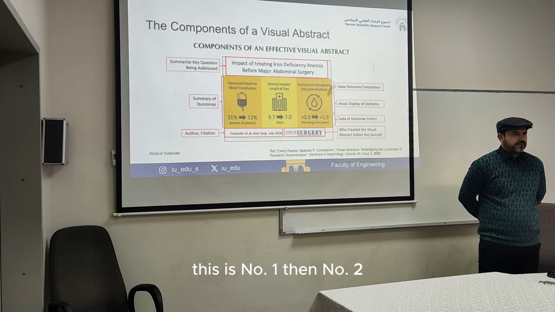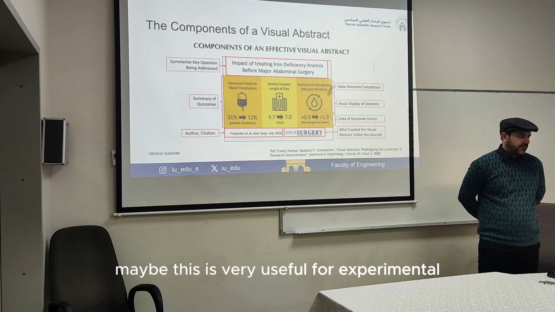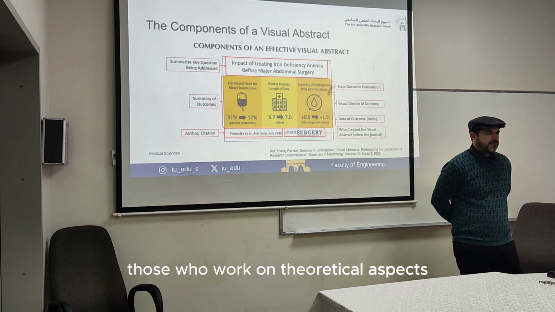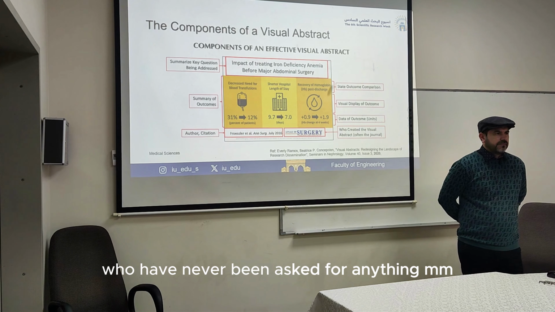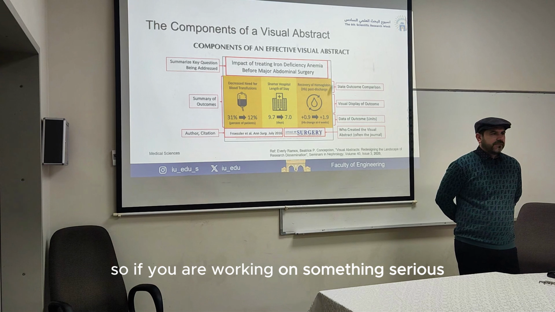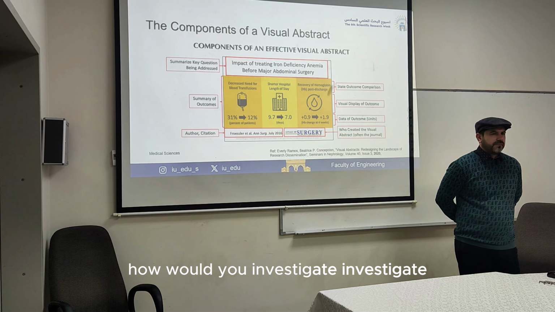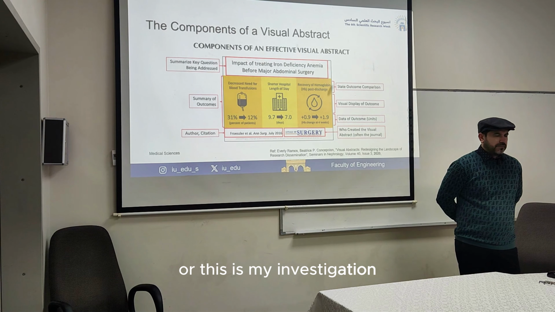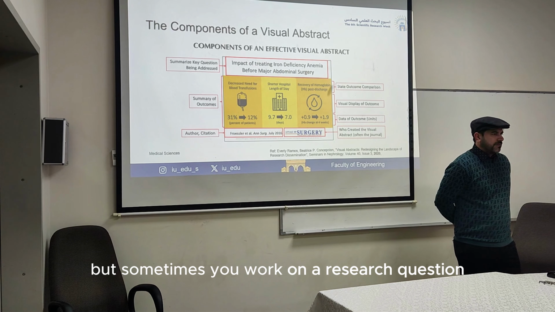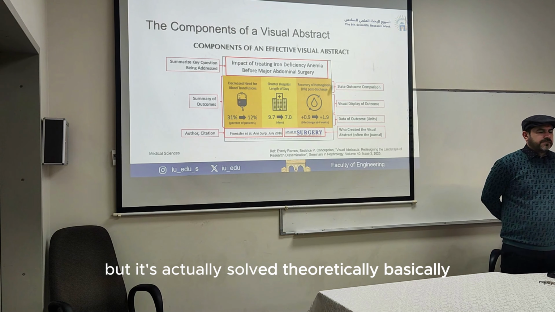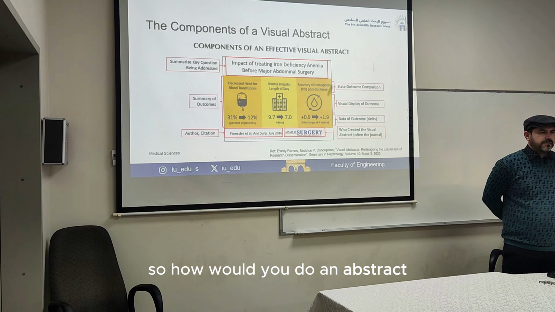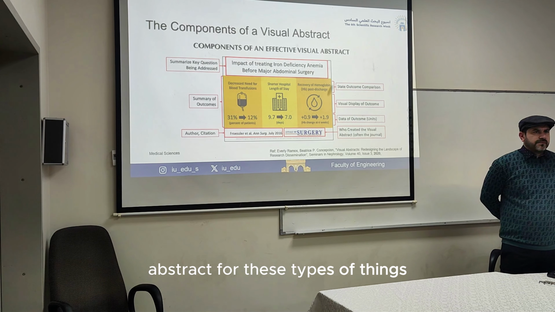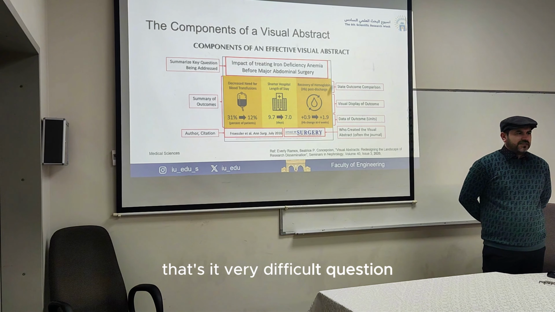This is number one. Then number two, maybe this is very useful for experimental work, but for those who work on theoretical aspects, who have never been asked for any graphical abstract, if you are working on something theoretical, how would you do it? Well, maybe survey papers or systematic reviews are better. But sometimes you work on a research question that is actually solved theoretically. So how would you do a graphical abstract for these types of things? That's it.